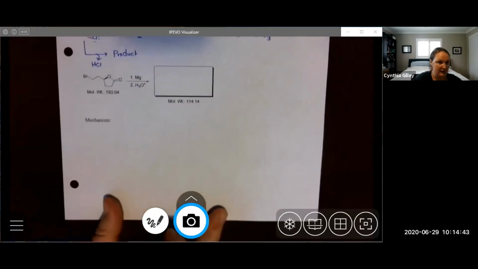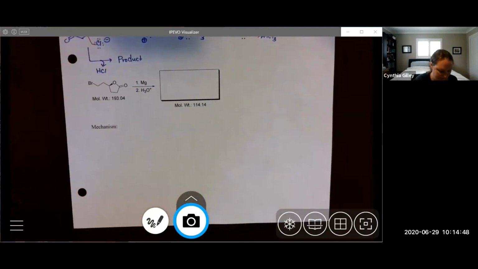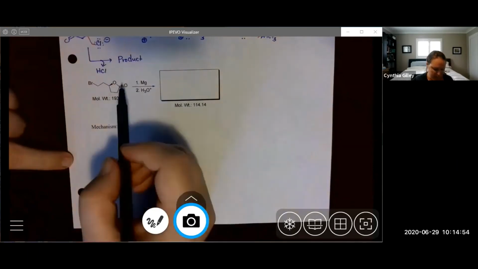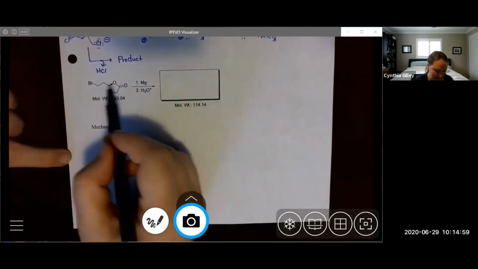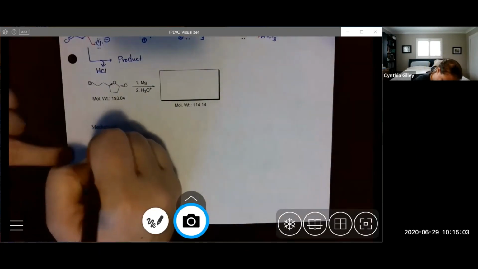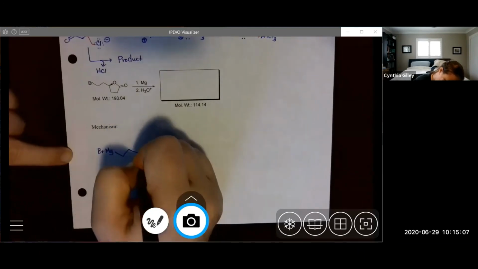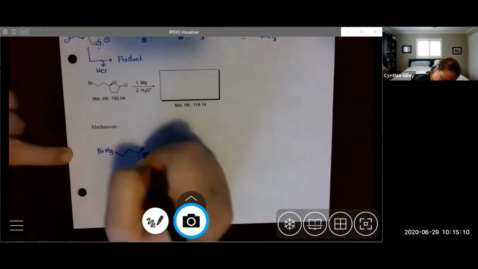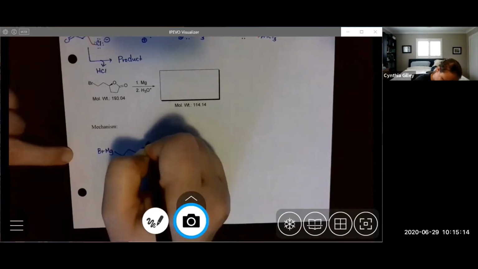Last question here. We need another mechanism. We want to figure out what product is formed in this case. Let's see if we can figure it out. So first of all, we're treating this structure with magnesium. So we're going to be forming a Grignard reagent. We can just go ahead and draw in that Grignard reagent. We don't draw the mechanism for the formation of the Grignard reagent anyway.